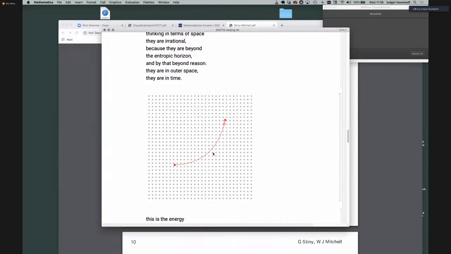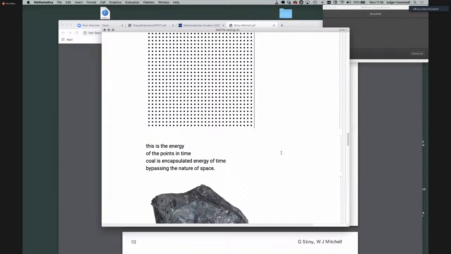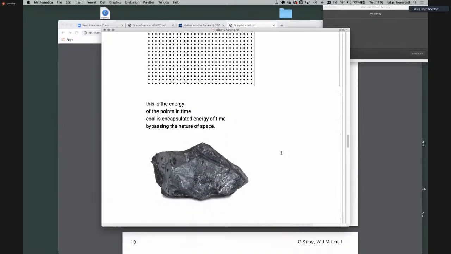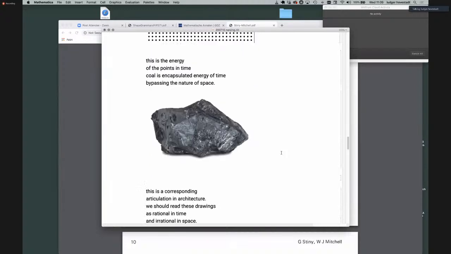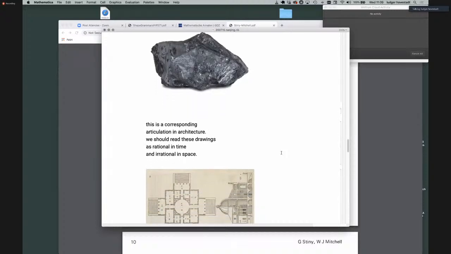This is what we had in Renaissance. This is the Kepler machine. This is the energy of the point in time. Coal is encapsulated energy of time bypassing the nature of space. This is the energy they had. This is a corresponding articulation in architecture.